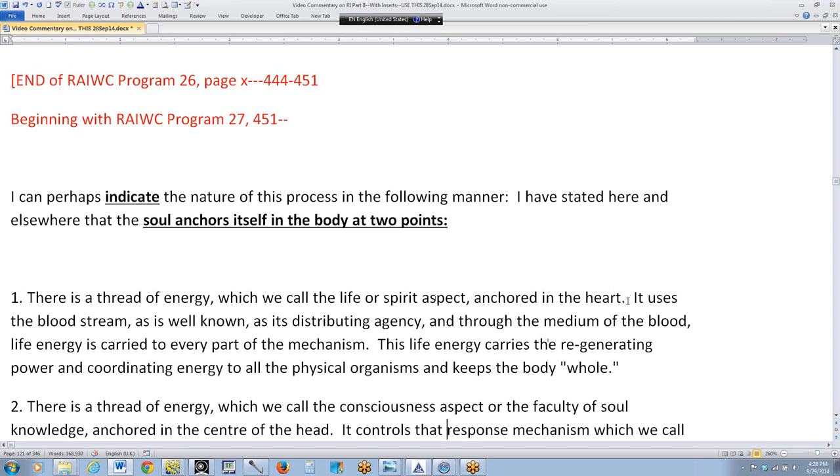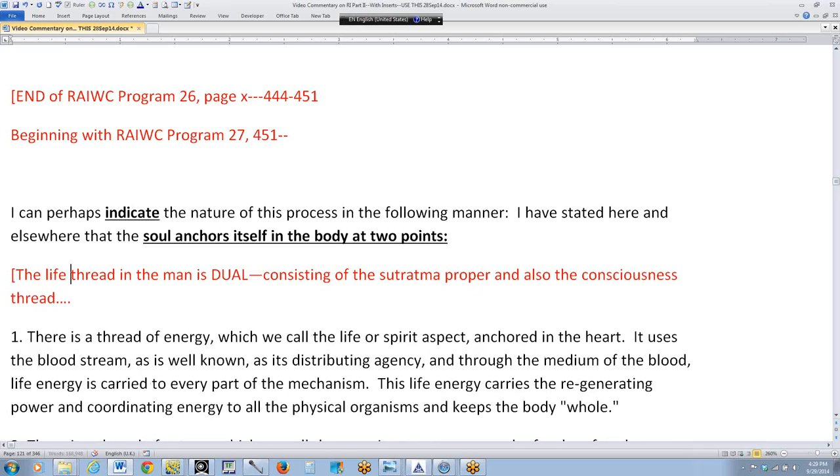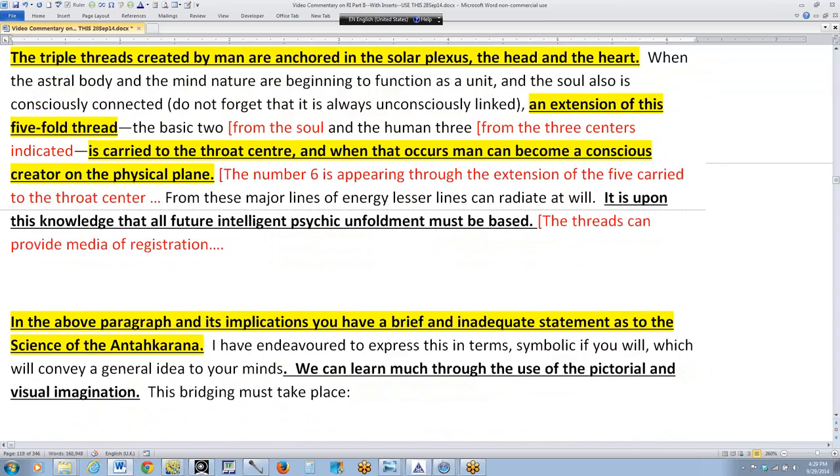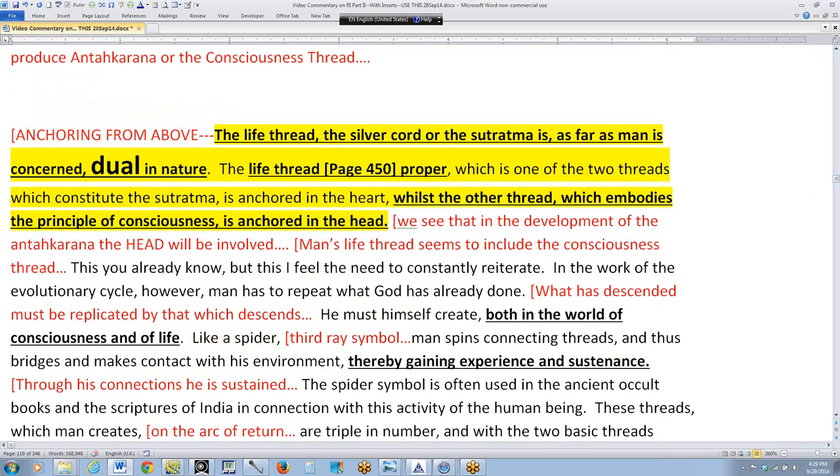Well, in both the heart center and, I think it affects the heart directly. Remember, we have said that the life thread in the man is dual, consisting of the life of the Sutratma proper, and also the consciousness thread. Yes, the life thread, the silver cord of the Sutratma is, as far as man is concerned, and that's the important point here, dual in nature. "The life thread proper, which is one of the two threads which constitute the Sutratma, is anchored in the heart, whilst the other thread, which embodies the principle of consciousness, is anchored in the head."